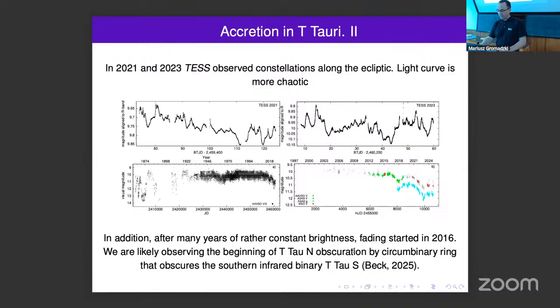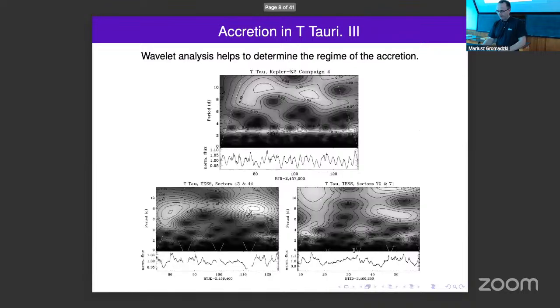I should have told this at the beginning. T Tauri is a triple system. What we observe in visual bands is the T Tauri N component, and T Tauri S is an infrared binary star, which is still hidden in the envelope, and we can observe T Tauri S only in infrared light.